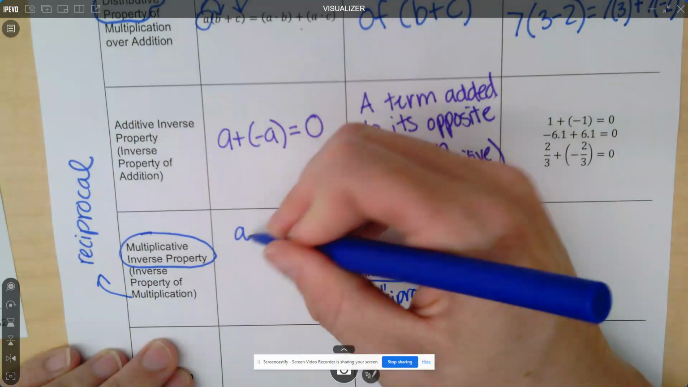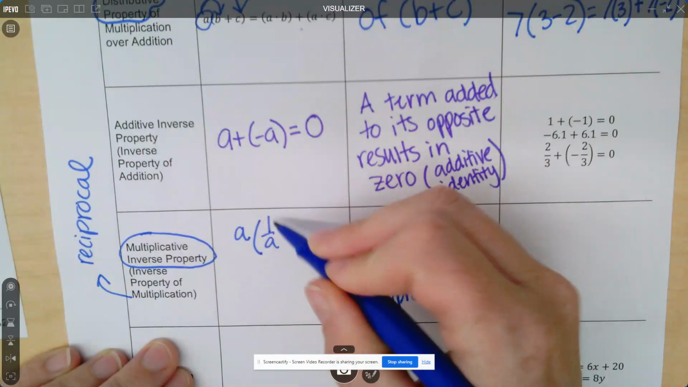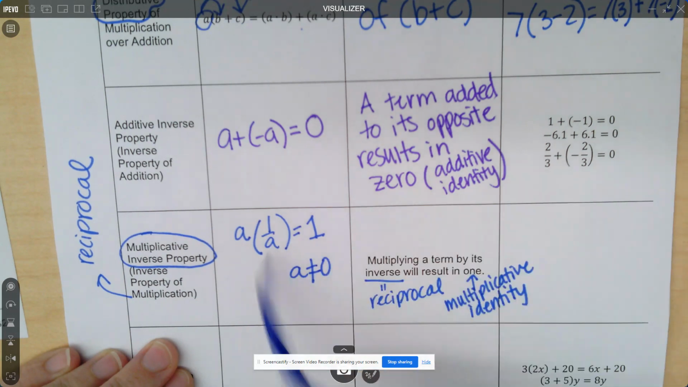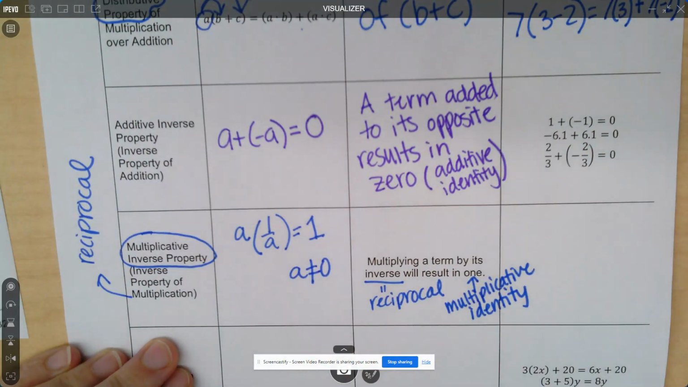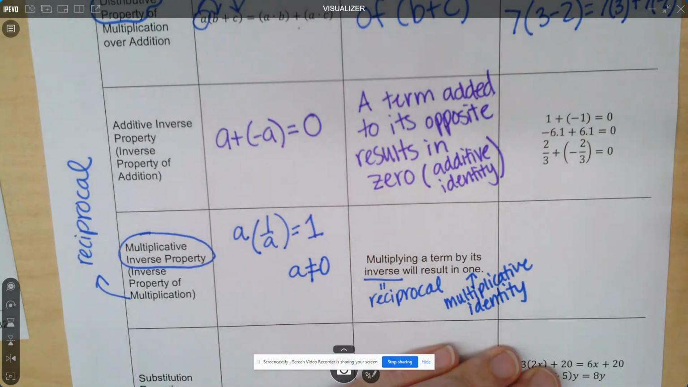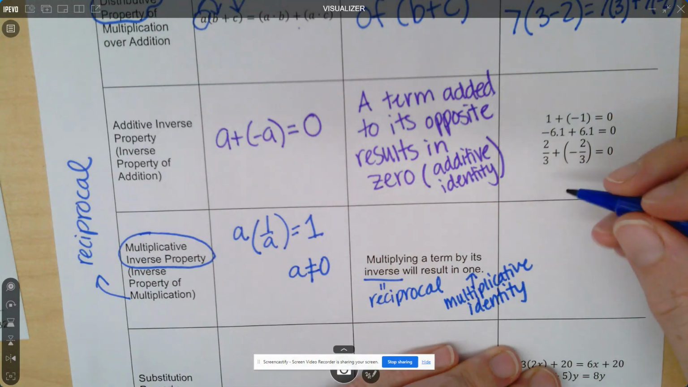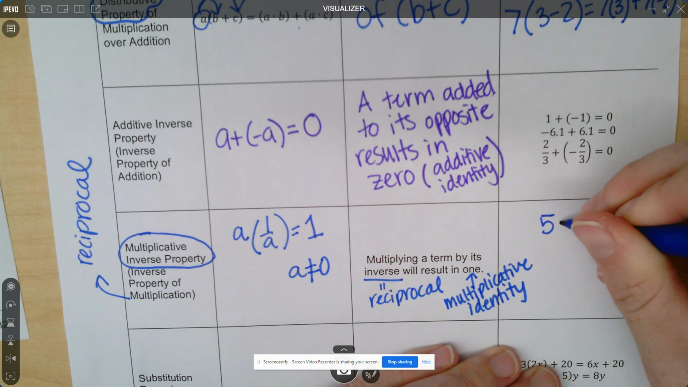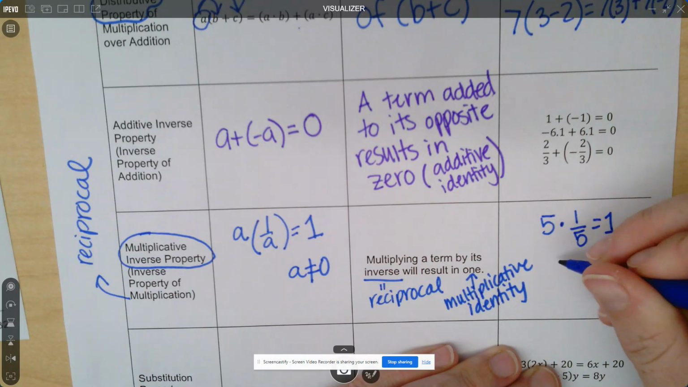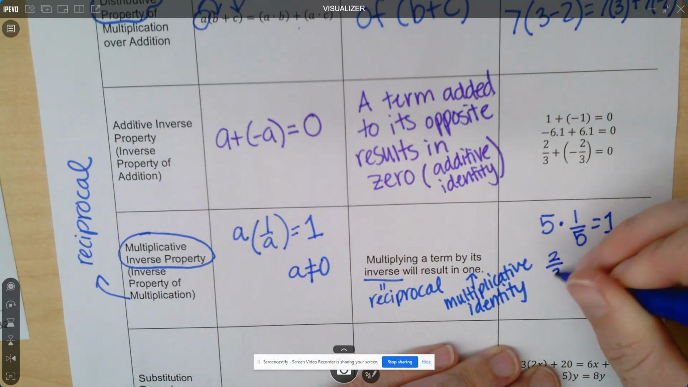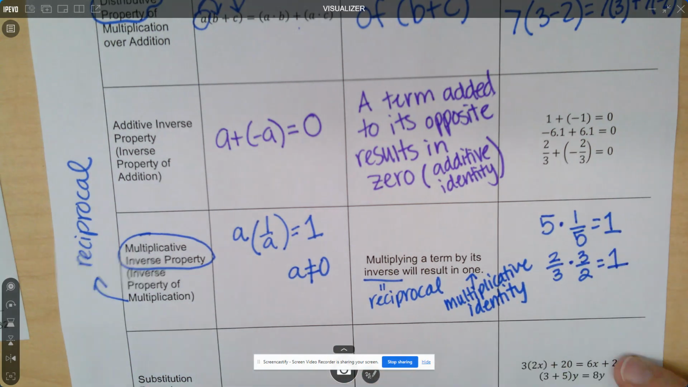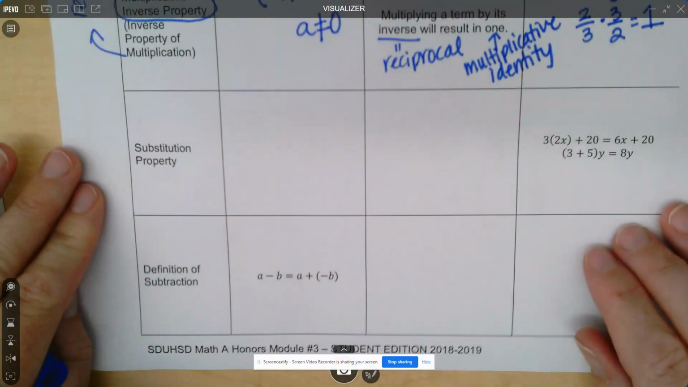So our example is A, and then the reciprocal of A would be 1 over A, is equal to 1. Notice we can't have A equal 0 because we can't divide by 0. And again, if sometimes these variables are abstract to you, you can always look at that numerical example to help you out. So if we had 5 times 1/5, that's going to get us 1. If you had 2/3, we'd multiply that by 3/2 and we'd get 1. Very nice job. We have 2 more properties.